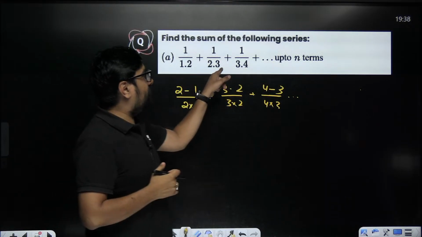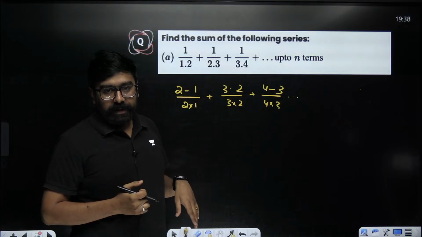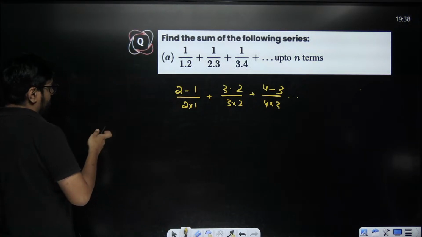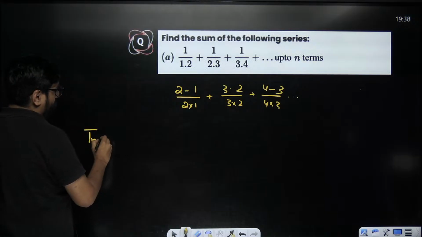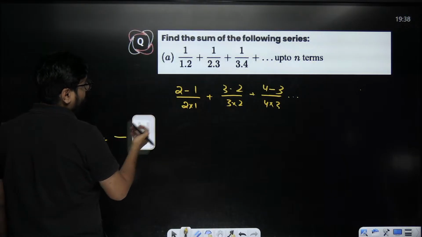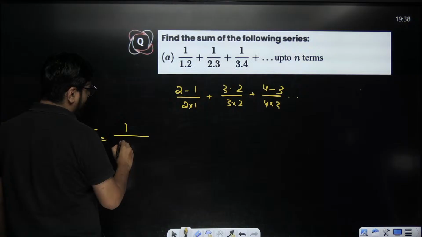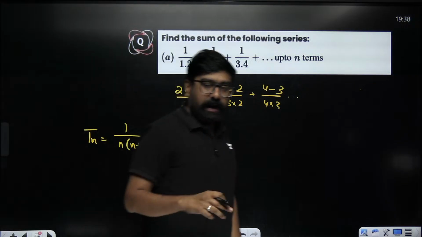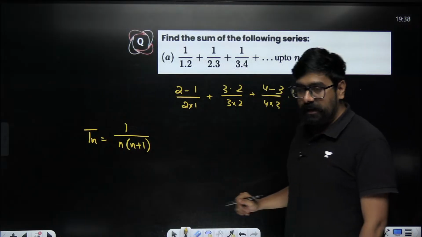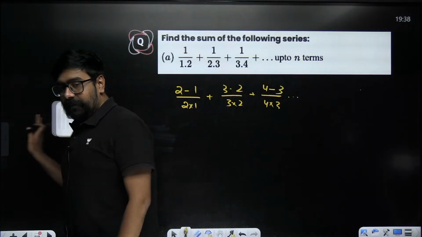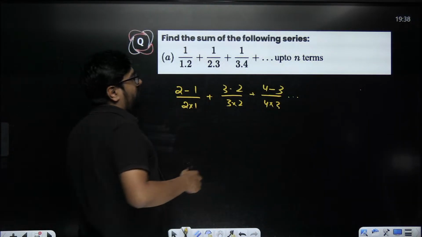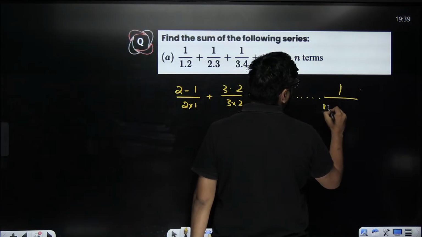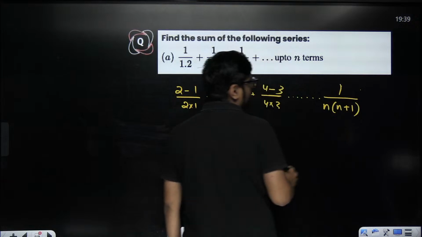So n into n plus 1 is the general term, right? 1 by n into n plus 1 is the general term. Tn is 1 divided by n into n plus 1, where n starts from 1 and goes till n. But this kind of series we don't need to solve by using the general term. Any term, let's say the nth term, we write as 1 by n into n plus 1.